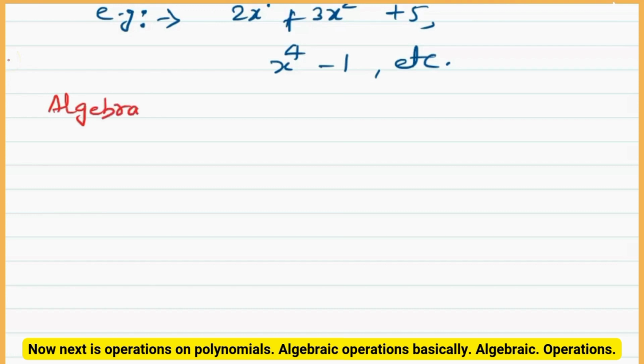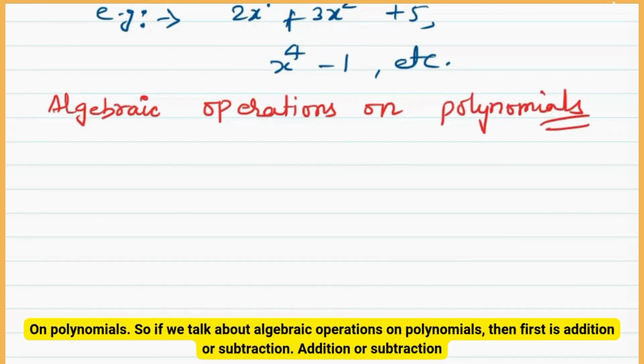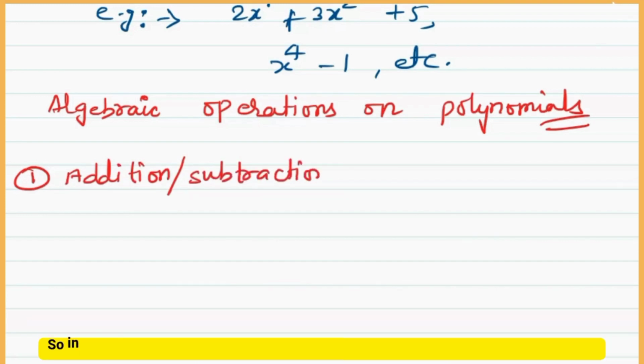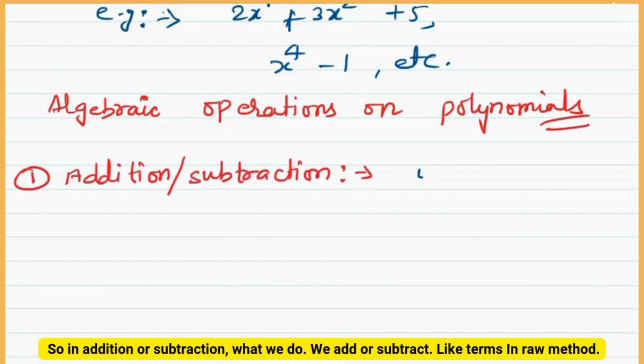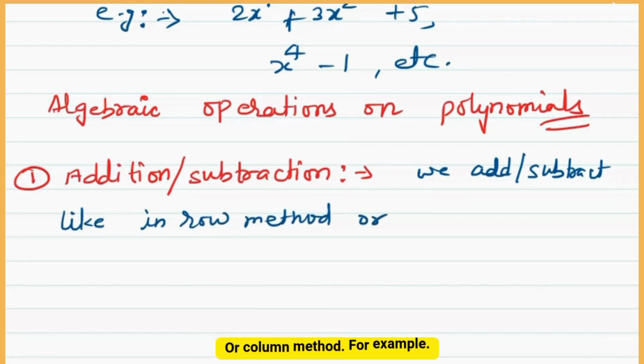Now next is operations on polynomials, algebraic operations basically. If we talk about algebraic operations on polynomials, then first is addition or subtraction. In addition or subtraction, what we do is add or subtract like terms, in the row method or column method.